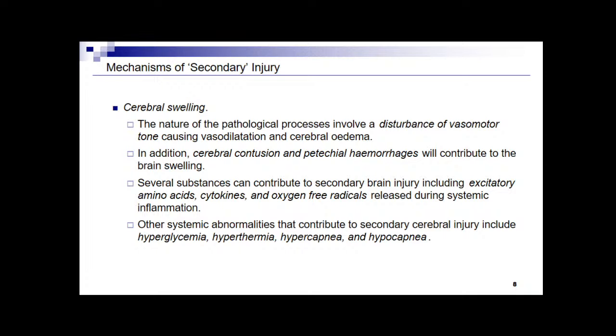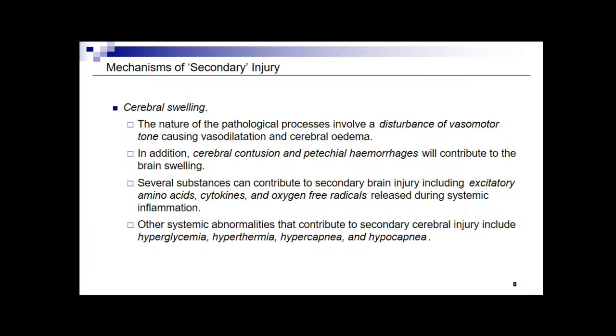Several substances can contribute to secondary brain injury, including excitatory amino acids, cytokines, and oxygen-free radicals released during systemic inflammation. Other systemic abnormalities that contribute to secondary cerebral injury include hyperglycemia, hyperthermia, hypercapnia, and hypocapnia.